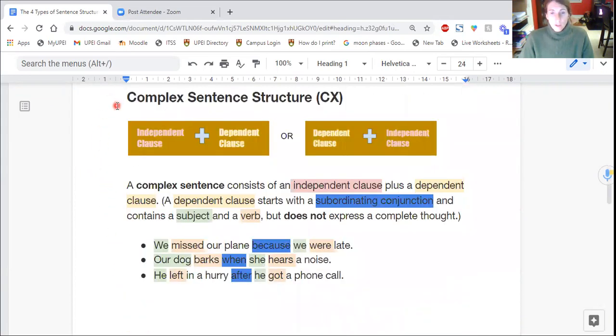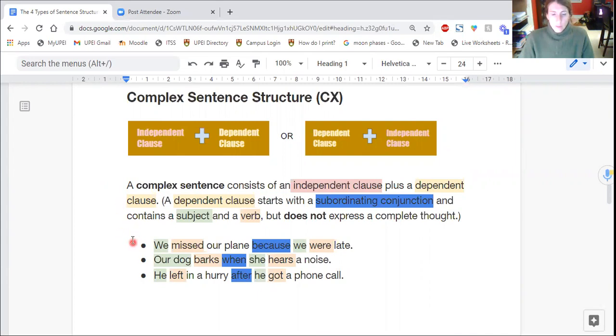Complex sentence structure. We can show that with CX. A complex sentence consists of an independent clause plus a dependent clause. A dependent clause starts with a subordinating conjunction and contains a subject and a verb, but it does not express a complete thought.